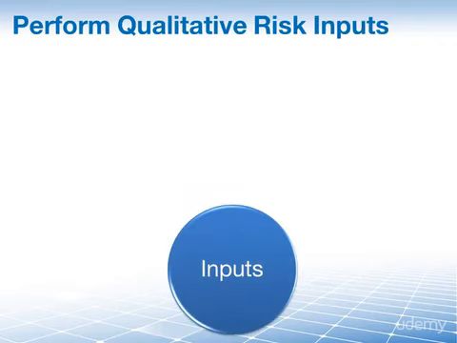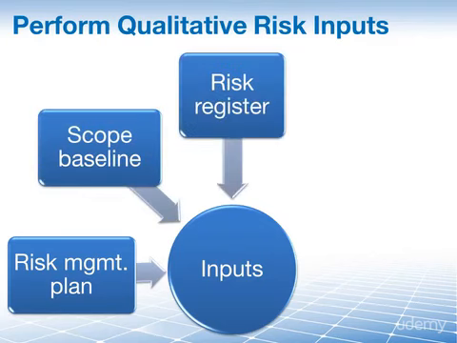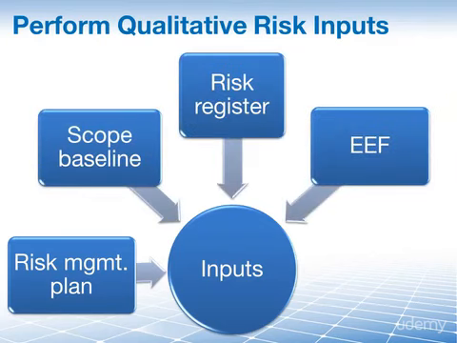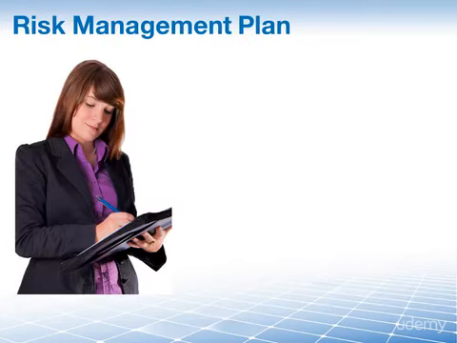Alright then, we have 5 inputs to this process, and they are the risk management plan, the scope baseline, the risk register, enterprise environmental factors, and organizational process assets. The process here is called perform qualitative risk analysis. So all of these inputs are supposed to help us perform a qualitative risk analysis. Let's take a look at each one in detail and see what information they contain that helps us perform that qualitative risk analysis. The risk management plan provides the following.